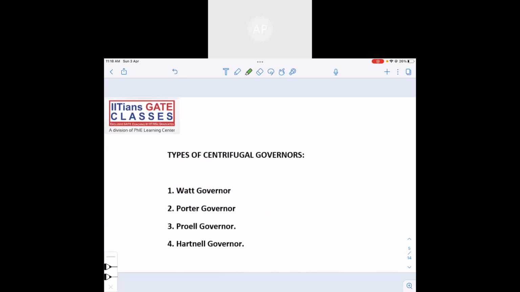So basically, there are more than four types of governors now, right? These are the four initial types of governors: Watt, Porter, Proell, Hartnell.